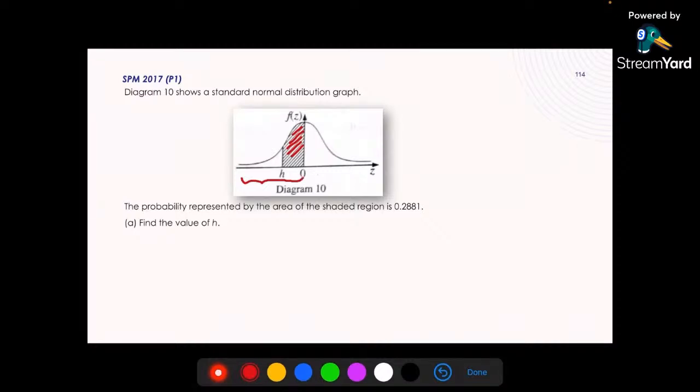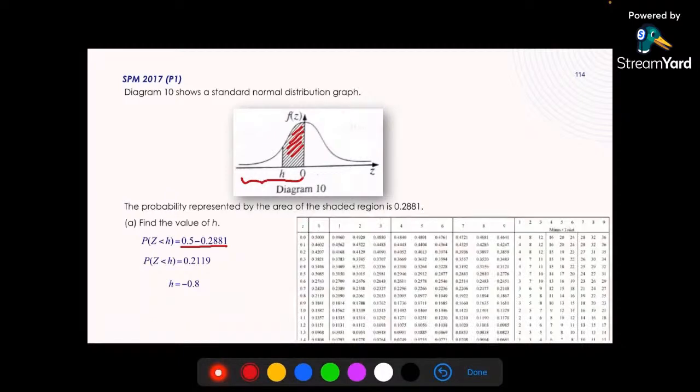So apa yang kita cari adalah so Z is less than yang ini, kita tahulah kan yang ni area yang ni 0.5 minus 0.2881. So kita akan dapat the tail one. So tail dia adalah 0.2119. So kita tengok dekat dia punya table, you find out that H is equals to negative 0.8. Okay, dia direct saja.